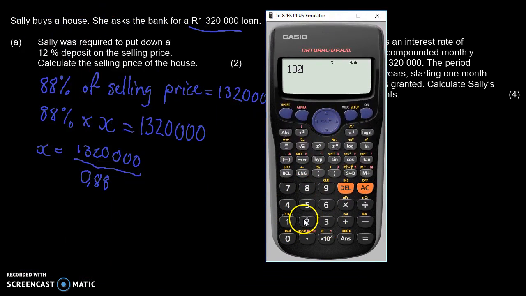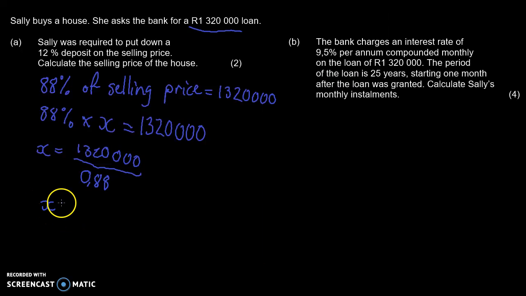Let's type this in. 1,320,000 divided by 0.88 gives me a value of 1.5 million Rand. So her house is worth, or at least she paid, 1.5 million Rand for it. Okay, now in terms of mark allocation, we're looking for some kind of calculation that looks like this. So that would be your first mark. It's only out of 2 marks, so the last mark would be for the final answer.